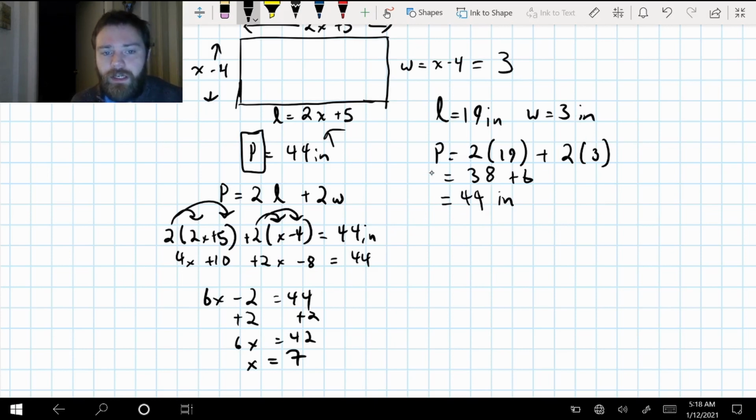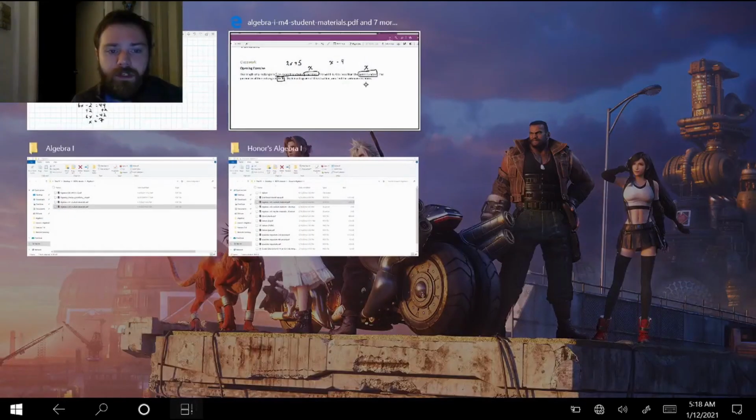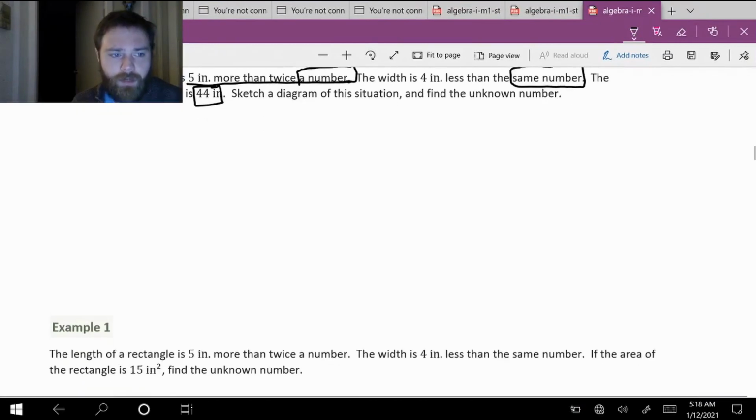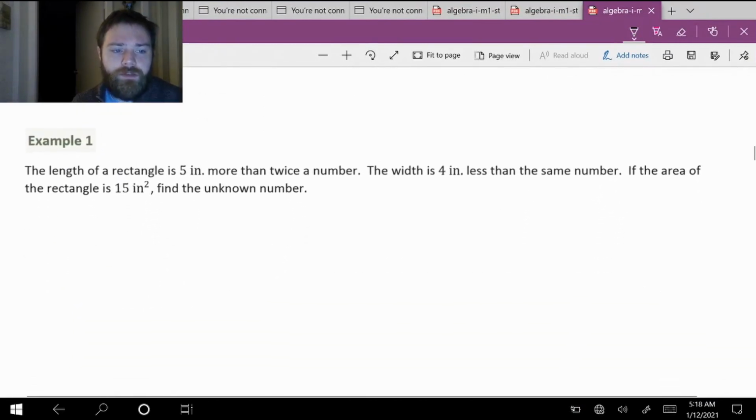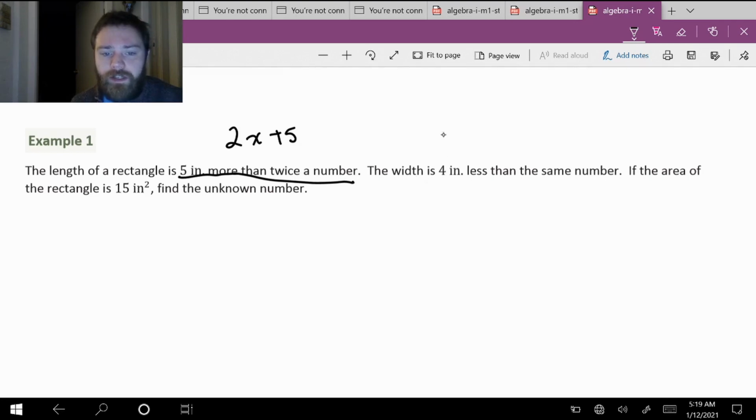So 19 inches and 3 inches. The reason why we know it's inches is because the original problem stated that it was inches, okay? So if I come back over here, let's try another one. It says the length of a rectangle is 5 inches more than twice a number. So twice x, that number is x, plus 5. And then it tells me the width is 4 inches less than the same number.